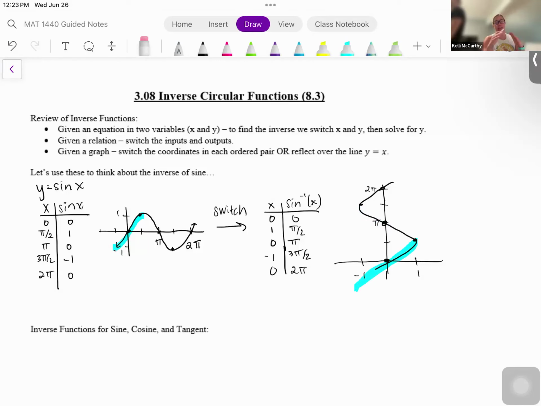Now, because of that periodic nature, we could look at different intervals for this, but we default to these intervals, and these are the intervals that our calculators operate on as well. So with all this said, let's summarize our inverse functions for sine, cosine, and tangent.